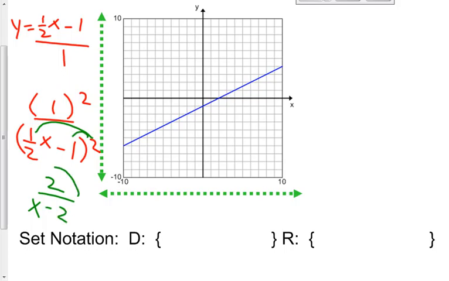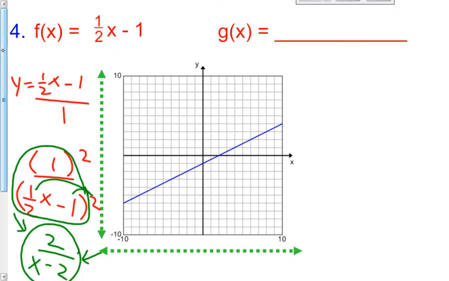So really, class, this right here is the same thing as this, except this looks a lot cleaner. So I want you to get rid of the fractions in that way, and then it'll make it a lot neater for you. So our reciprocal function is 2 over x minus 2. g of x equals 2 over x minus 2. So what's our vertical asymptote? Our vertical asymptote is x equals positive 2. It's when the denominator is 0. What is our horizontal asymptote?